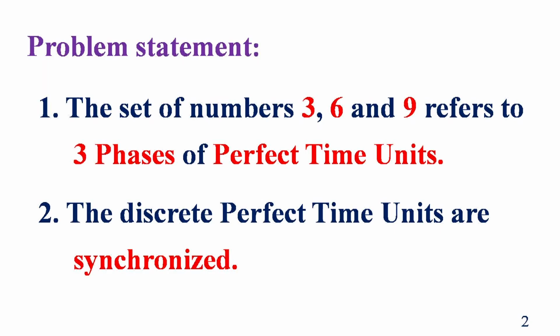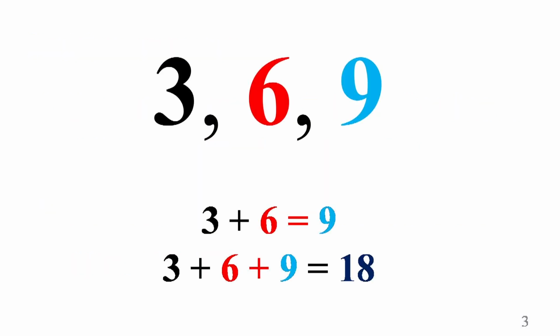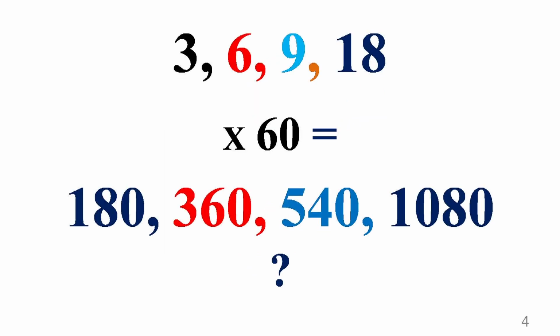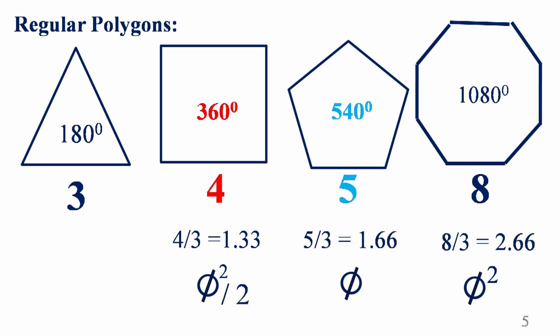The problem statement is that the set of numbers 3, 6 and 9 refers to 3 phases of perfect time units, and the perfect time units are synchronized. Let us generate one more number in the sequence, that is number 18. If the numbers are multiplied by 60, we get another sequence of numbers. These numbers are familiar to us. These 4 numbers are the sum of the angles of a triangle, a square, a pentagon and an octagon respectively.